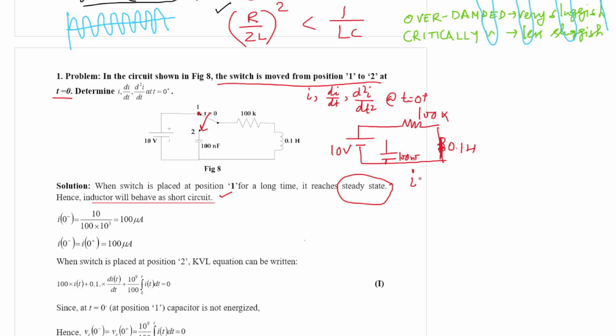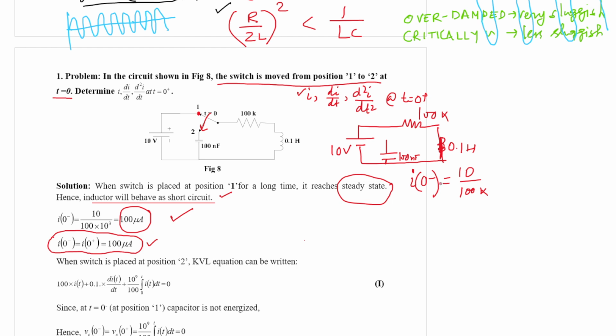So I0 minus will be nothing but 10 by 100k, which is equal to 100 microampere. From this result we can directly say that the current flowing through the inductor does not change instantaneously. So I0 minus is equal to I0 plus, which is 100 microampere. So this is your first answer: the current at t equal to 0 plus is 100 microampere.